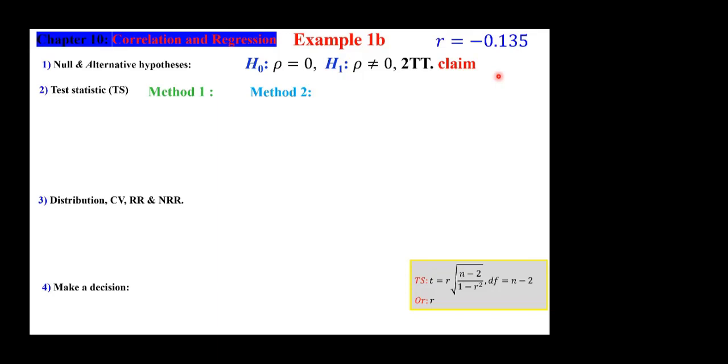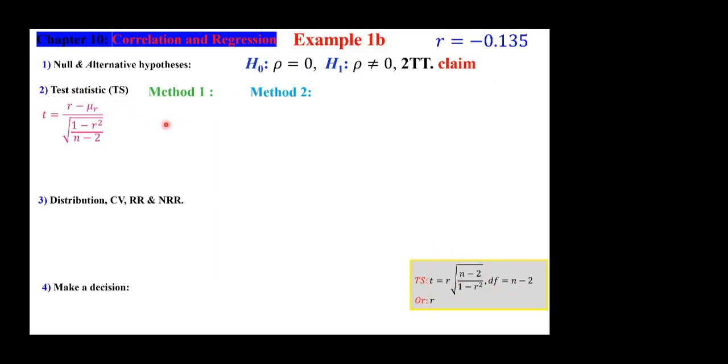The next step is to calculate the test statistic. There are two methods. By the way, this mu sub r means rho. Mu sub r is equal to rho, which comes from H0, and it's always 0 for us. Sometimes you see this formula. I want you to take a look at both formulas. It depends on the text, and degrees of freedom is n minus 2.